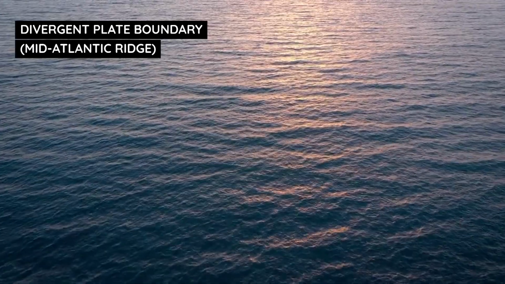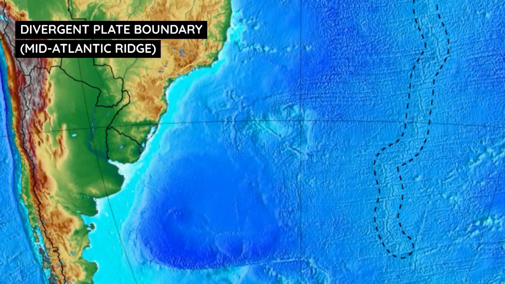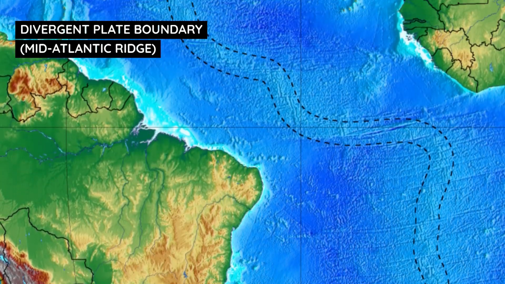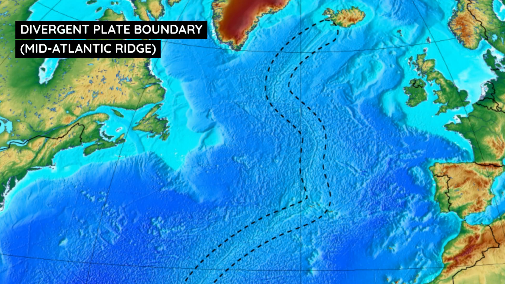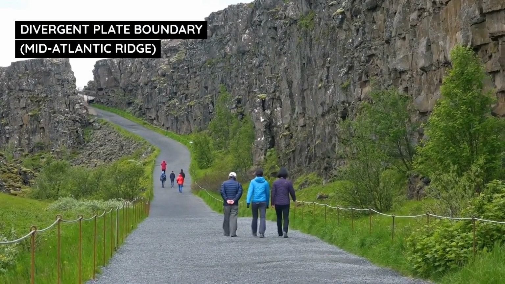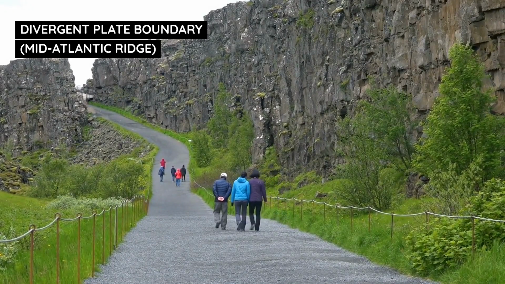One example of a divergent plate boundary is the Mid-Atlantic Ridge, a long underwater mountain range that runs along the center of the Atlantic Ocean and is part of the longest mountain range in the world. Specifically in Iceland, the Mid-Atlantic Ridge passes across the country, which is a popular destination for tourists.